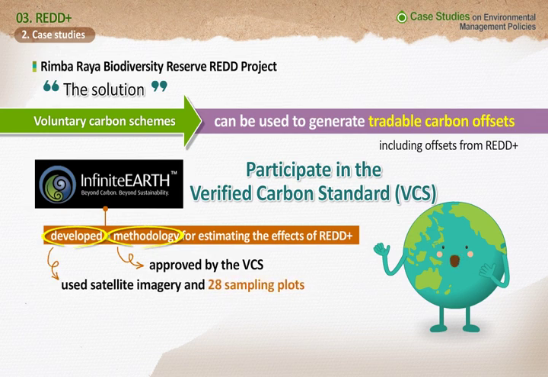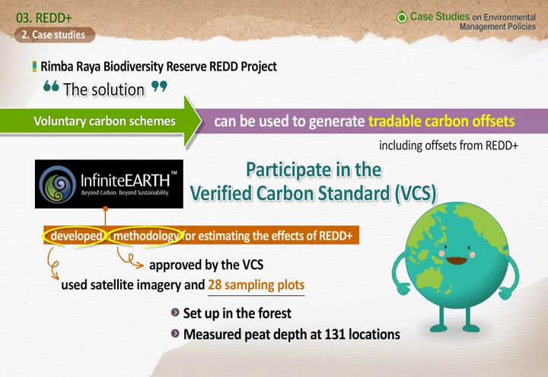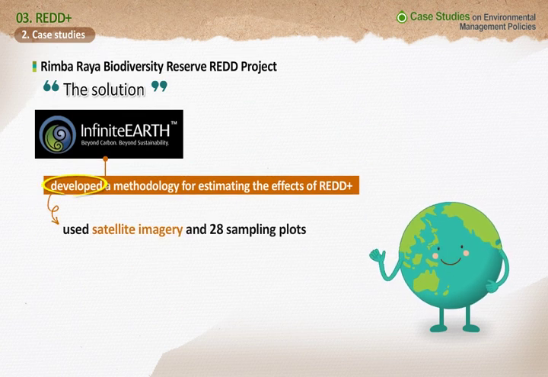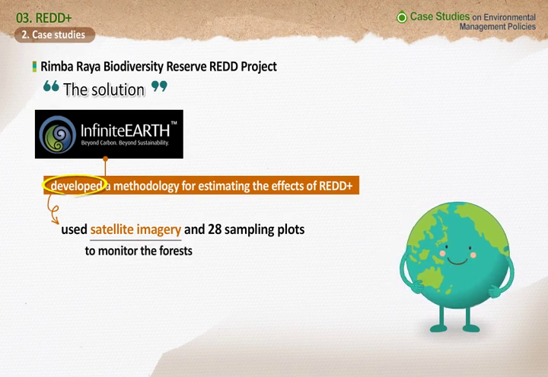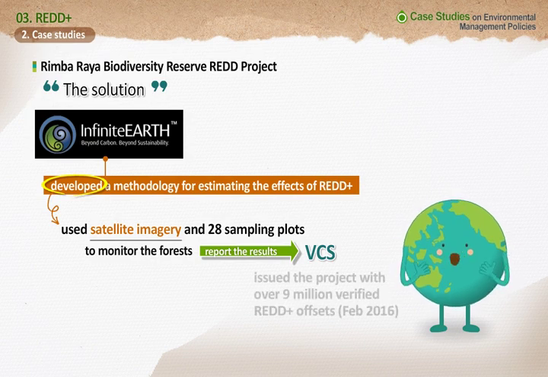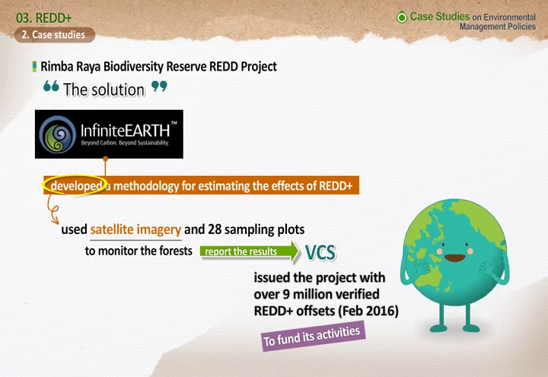To develop the reference level, Infinite Earth used satellite imagery and 28 sampling plots that it set up in the forest and it measured peat depth at 131 locations. It also used satellite imagery to monitor the forests during the implementation of the REDD+ activities. It reported the results of the monitoring to the VCS. Based on its assessment of the reports, by February 2016, VCS had issued the project with over 9 million verified REDD+ offsets that it could sell to fund its activities.